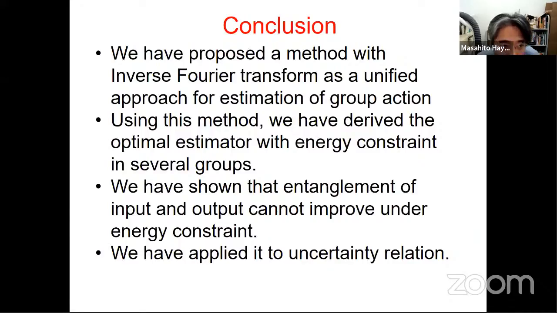So then this is the conclusion. We have proposed a method with inverse Fourier transform as a unified approach for the estimation of group action. Using this method, we have derived the optimum estimator with energy conservation in several groups. We have shown that the entanglement of input and output cannot improve under the energy constraint. We have applied it to the uncertainty relation. Thank you very much.